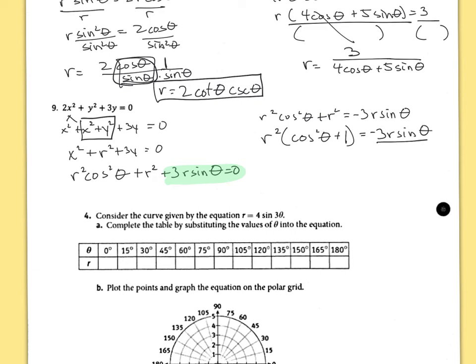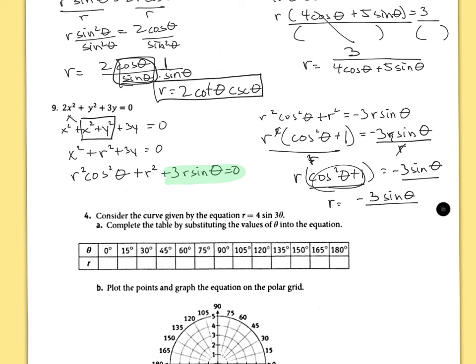But you know we can divide by r. So the r's gone here. So now we just have r times cosine squared theta plus 1 in parentheses equals negative 3 sine theta. And you just divide by this whole quantity. So we get r equals negative 3 sine theta over cosine squared theta plus 1.